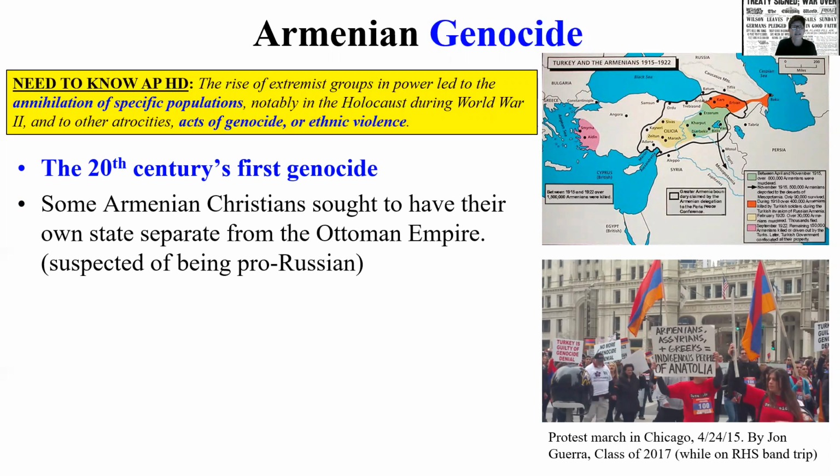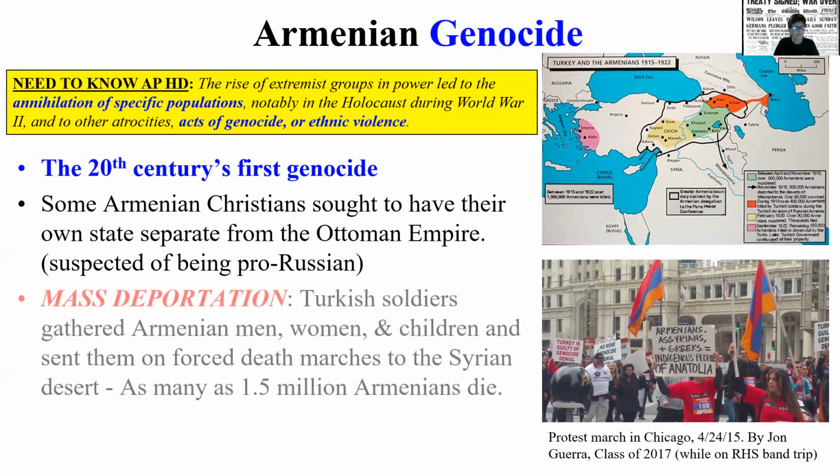There were some Armenian Christians who sought to have their own state separate from the Ottoman Empire. Self-determination, nationalism. They were suspected of being pro-Russian by the Ottomans, and they started mass deportation. Turkish soldiers gathered Armenian men, women, and children and sent them on forced death marches into the desert. As many as 1.5 million Armenians died.